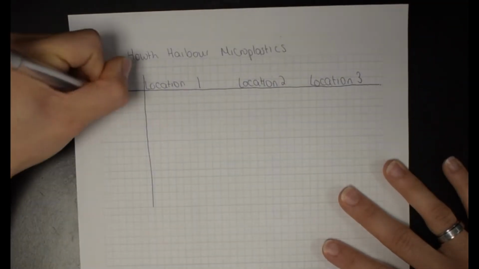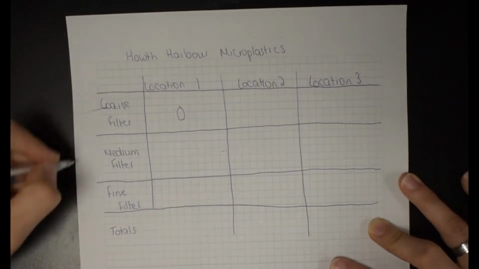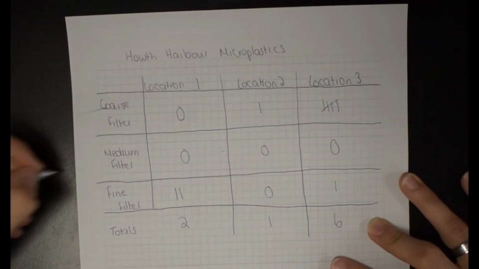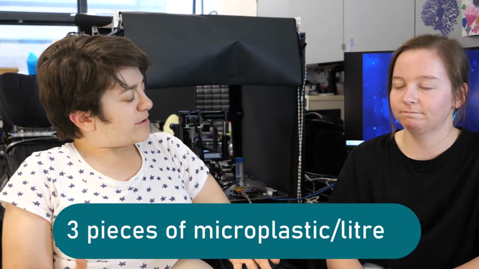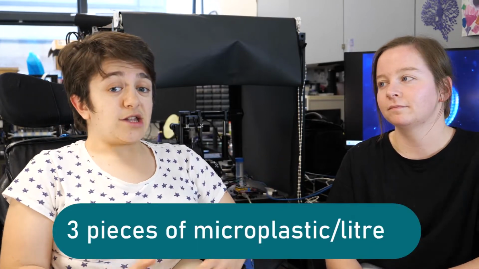Okay, so Neve, now we've taken a look at our filters and we've counted how much microplastic is on them. Here is a table of what we found. So in total we found 9 pieces of microplastics in our 3 litres of seawater. So what can we say about this? Well, we now know that Howth Harbour has microplastics in the water, and in our sample we found 3 pieces per litre. But there's a couple of things that we need to bear in mind and talk about.